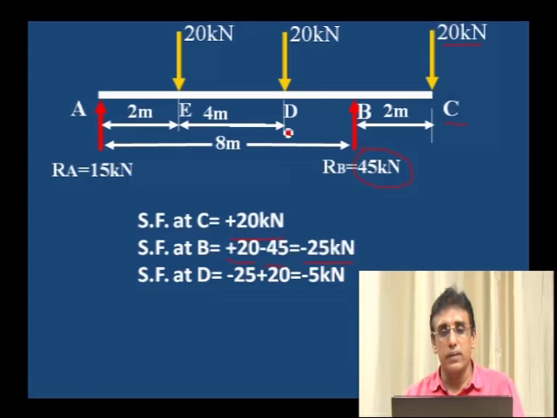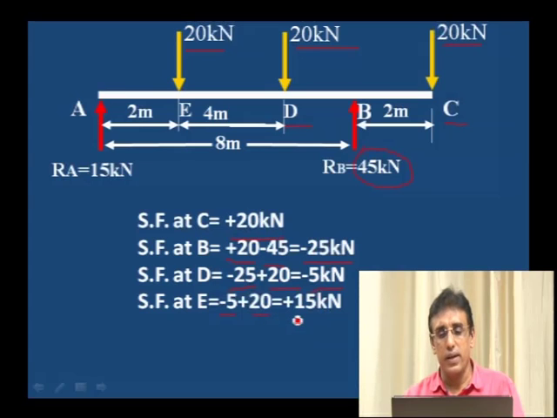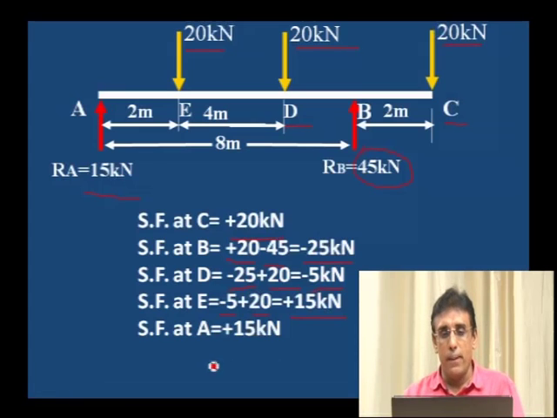Shear force at D, the previous value is minus 25, plus 20 kilonewton is added, therefore minus 5 kilonewton is the shear force at D. Again, shear force at E, one more 20 kilonewton is added, previous value is minus 5 plus 20, plus 15 kilonewton shear force at E. Shear force at A is also 15 kilonewton, there is no load added between A and E, that is why it is 15 kilonewton.